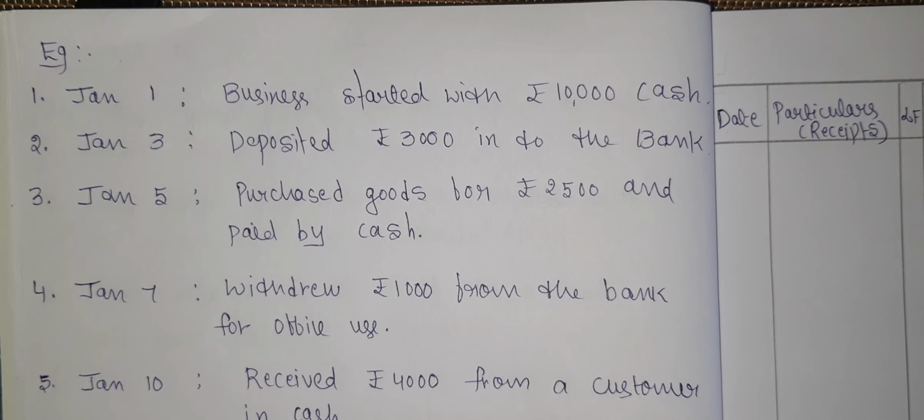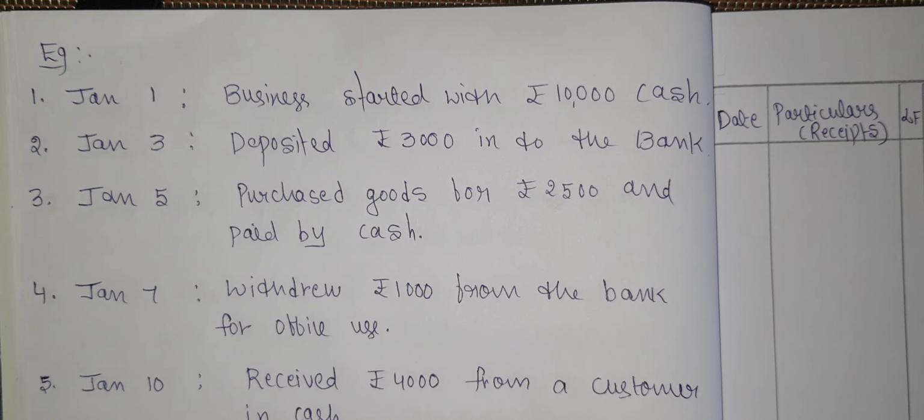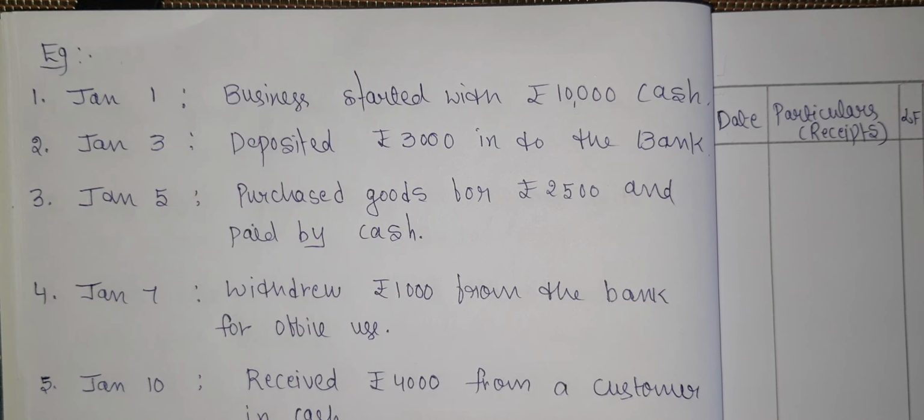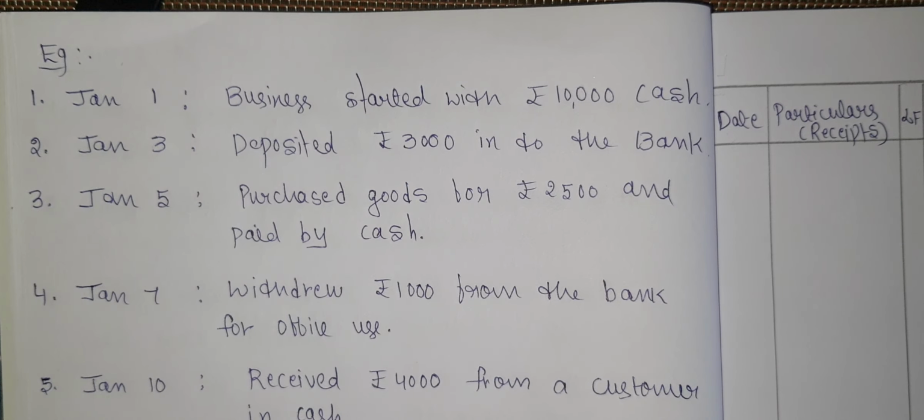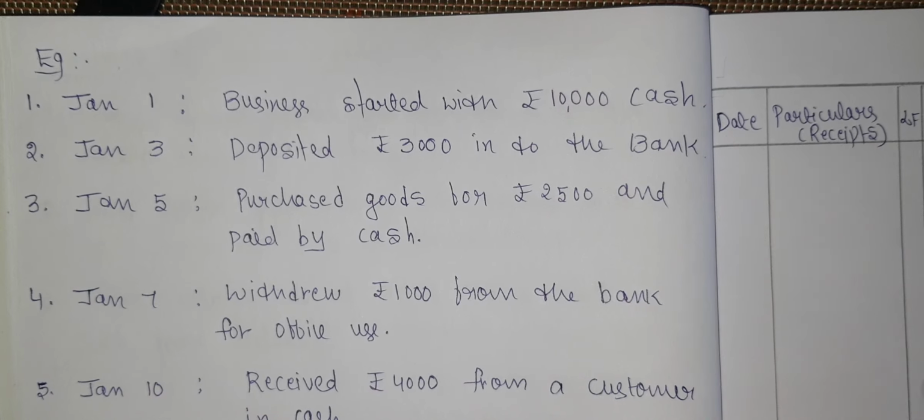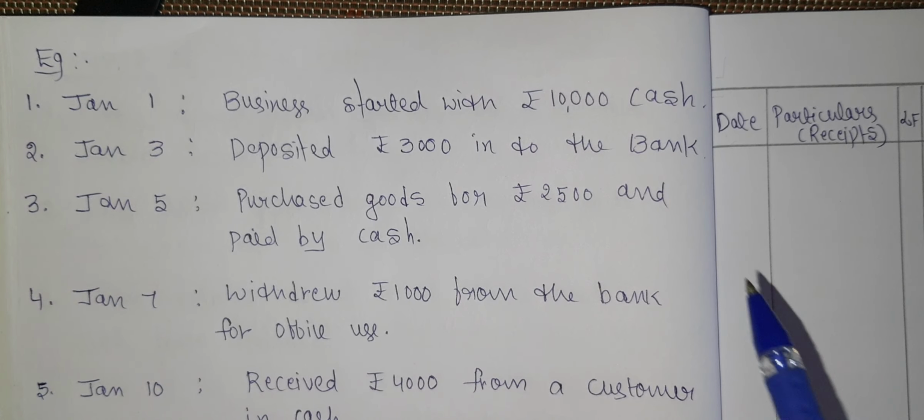So what is the entry? Bank account debtor to cash account. Bank account means bank is receiving the cash and business is depositing the cash. So bank account debtor to cash account. Later I will explain how to record these contra entries in the double column cash book. First we will read the problem.